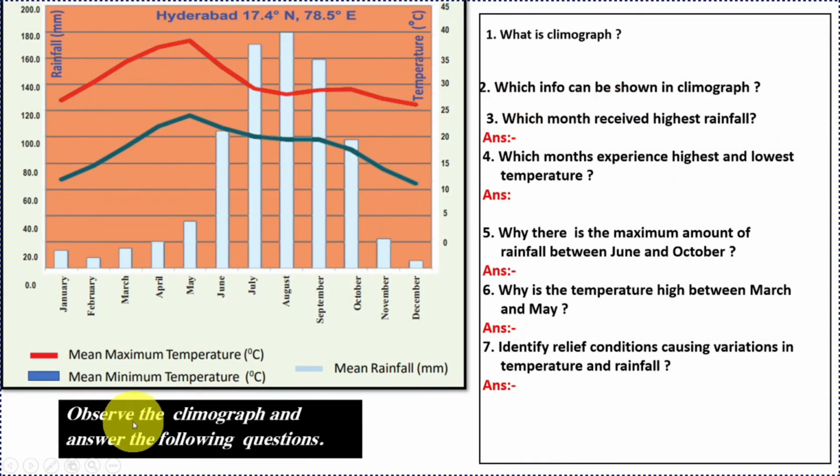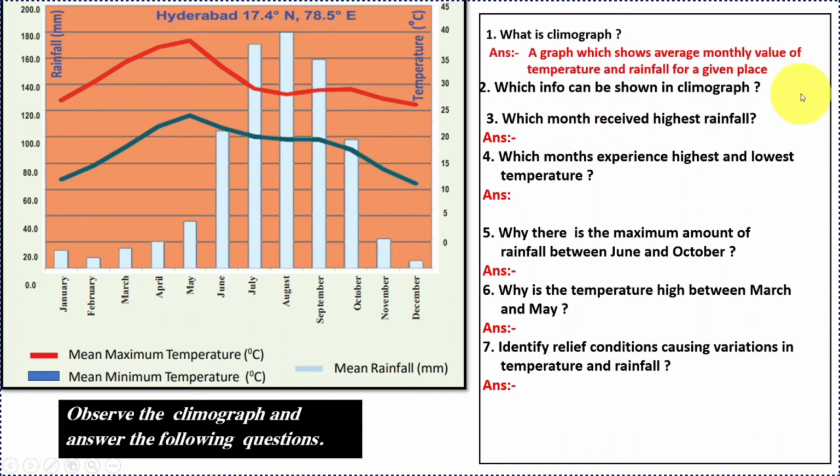See here, observe the climograph and answer the following questions. It is a temperature and rainfall graph of Hyderabad. Question is, what is climograph? Climograph means a graph which shows average monthly value of temperature and rainfall for a given place. It's called a climograph. Which info can be shown in climograph? In climograph, one can see rainfall and temperature.